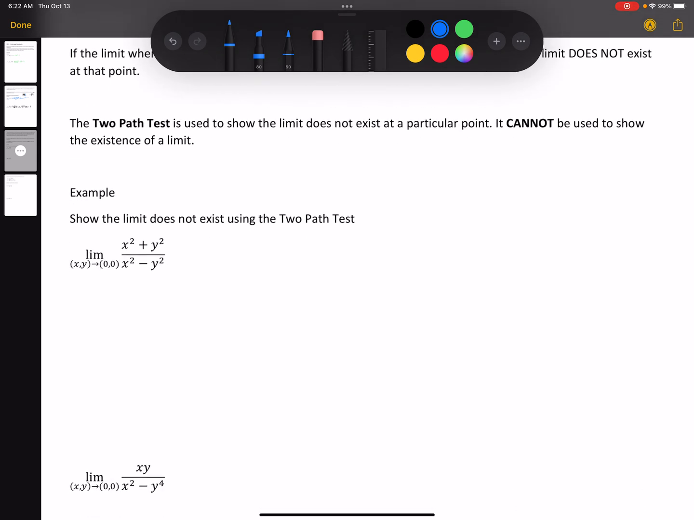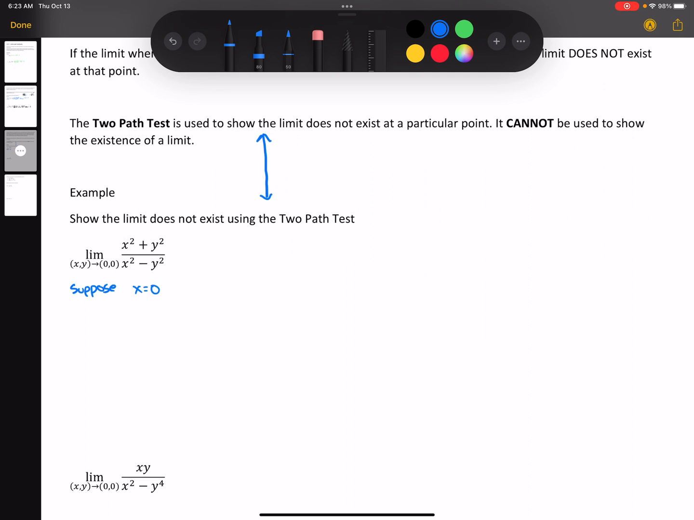So for this next example, we need to show the limit doesn't exist using the two path test. So pay attention to when you have a sum or a product in your function, because that's going to dictate what you have to do. So the first thing we can check is, suppose x equals 0. So we're approaching on the line x equals 0, which is just the y-axis. So y can be whatever it wants, but x is 0.